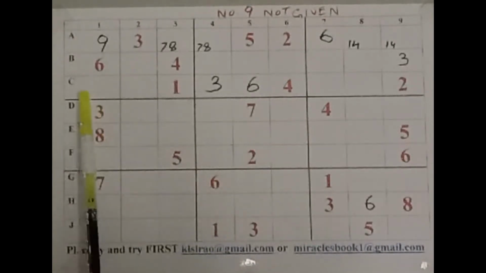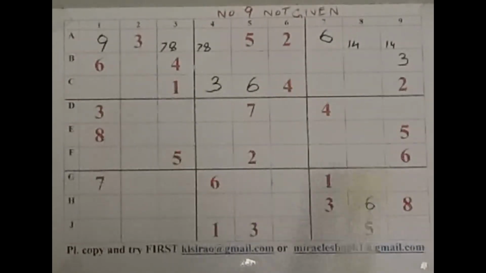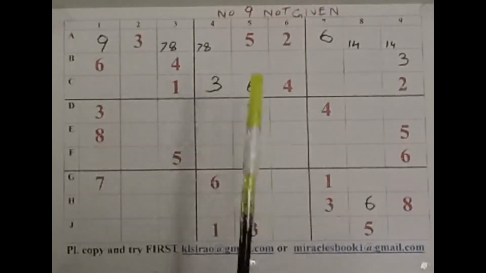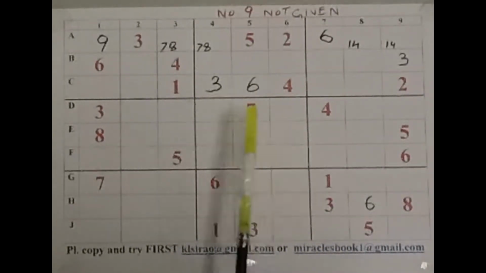Now we have 5 numbers in this row. Can we do something? We have 1, 2, 3, 4. We require 5, 7, 8, 9. Okay.